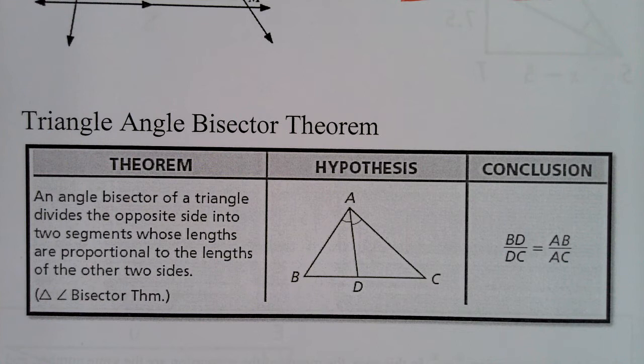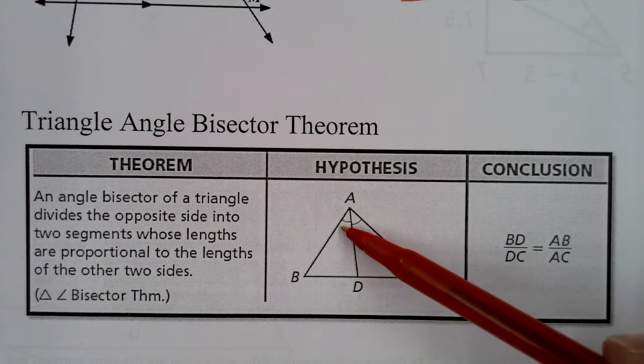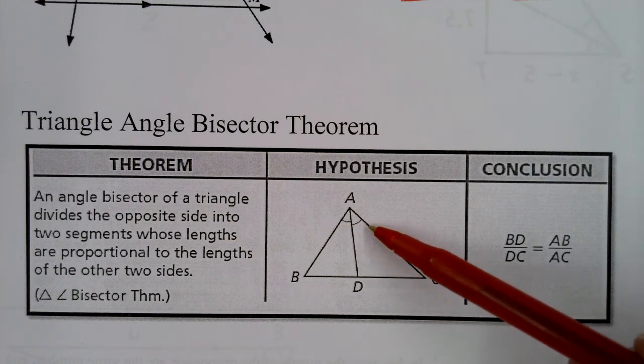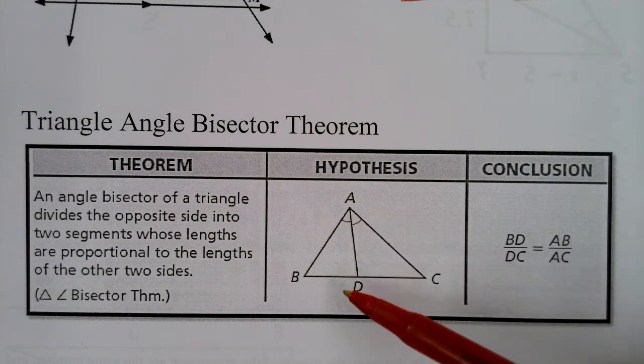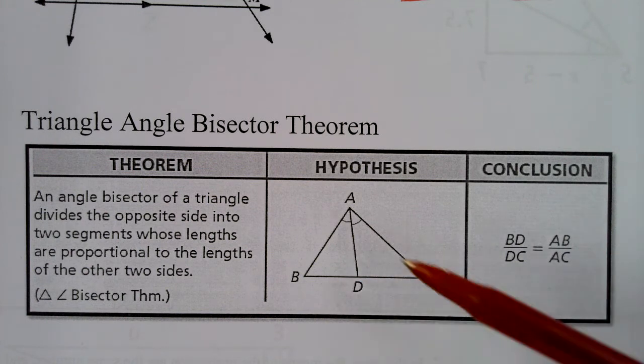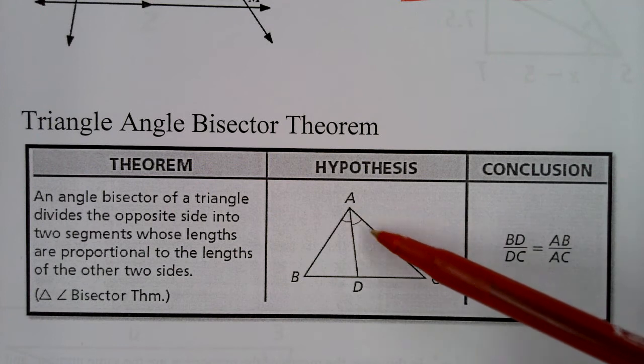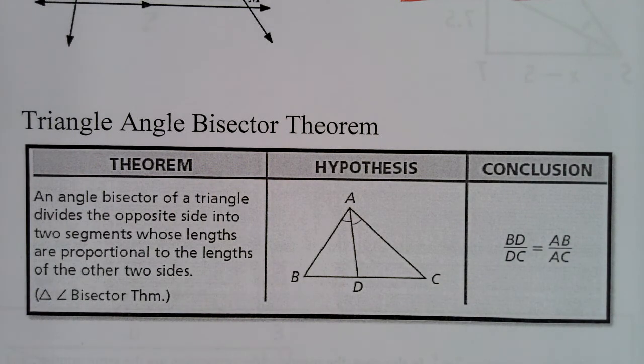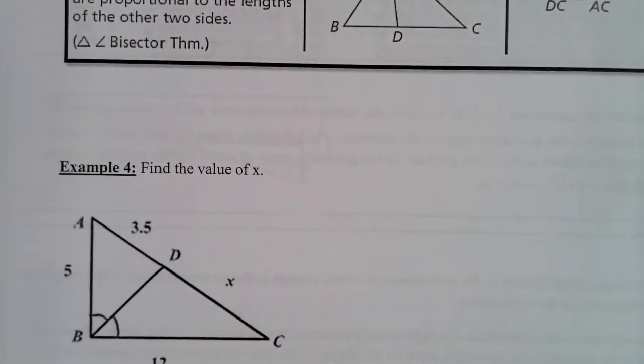Okay. So basically what you do is you look at the angle that's being bisected, or the angle that's being cut in half. Then you look at the side opposite that, put one of those parts over the other, equals AB over AC. So let's get to the example, try and make it easier, okay?